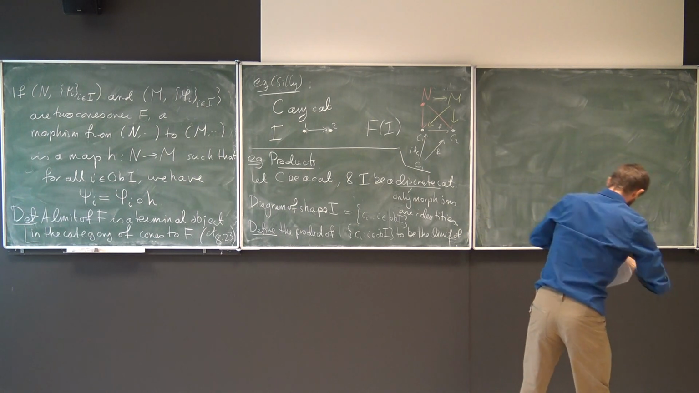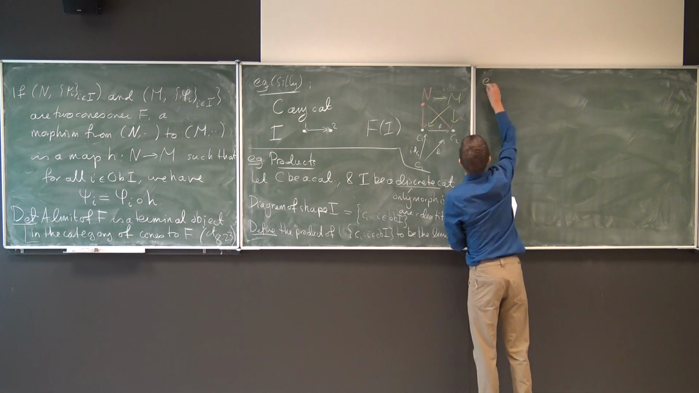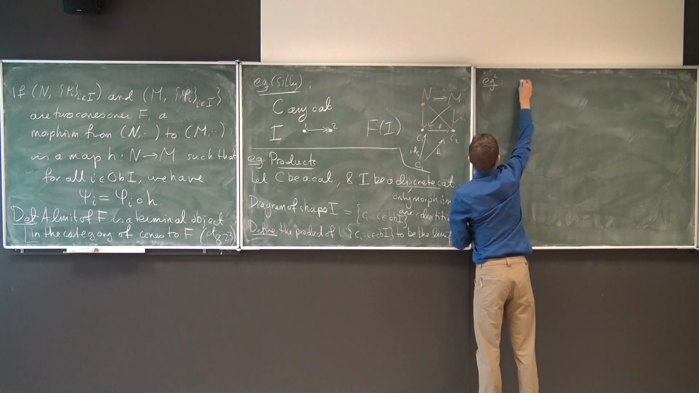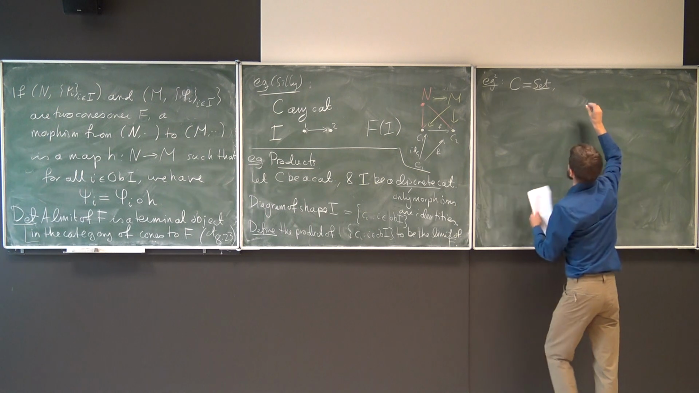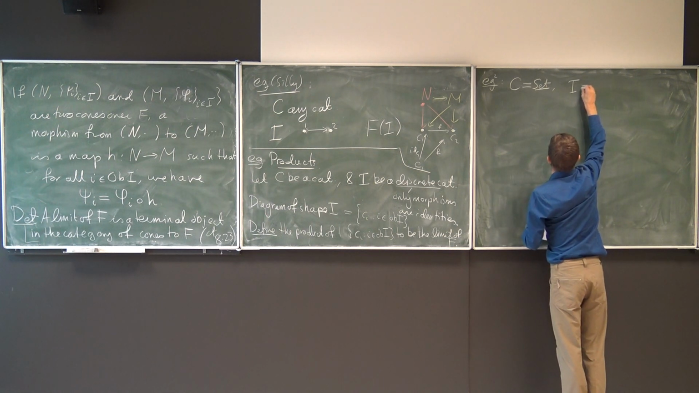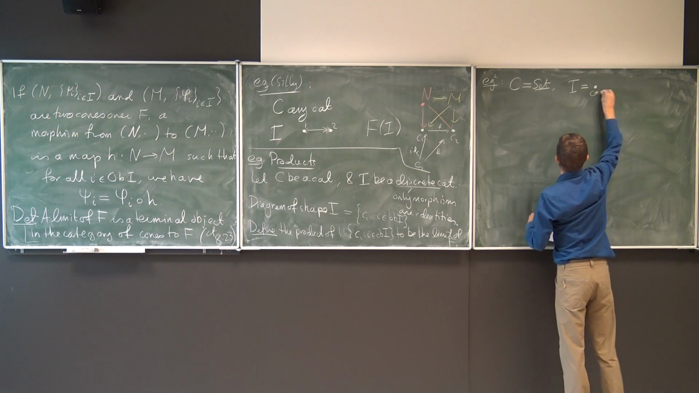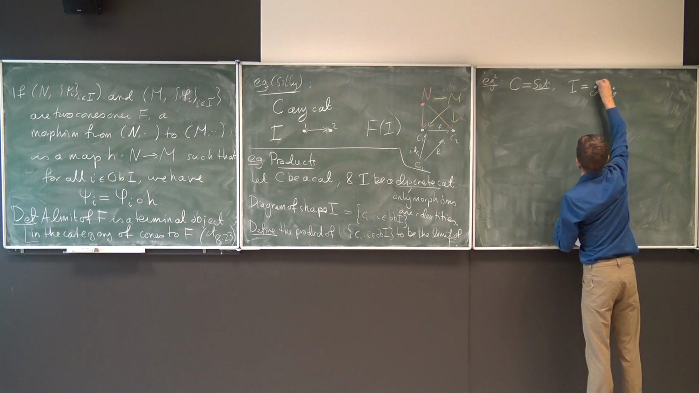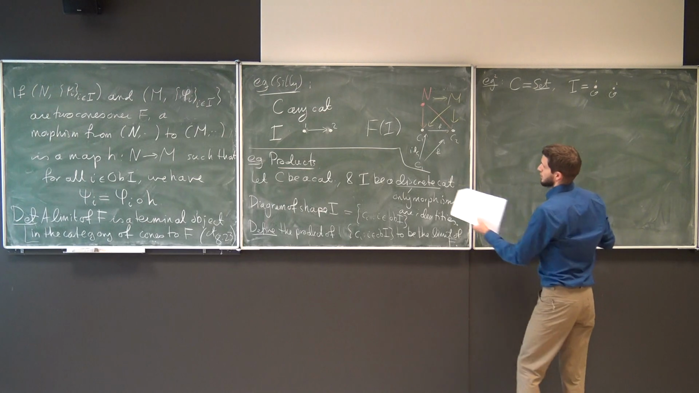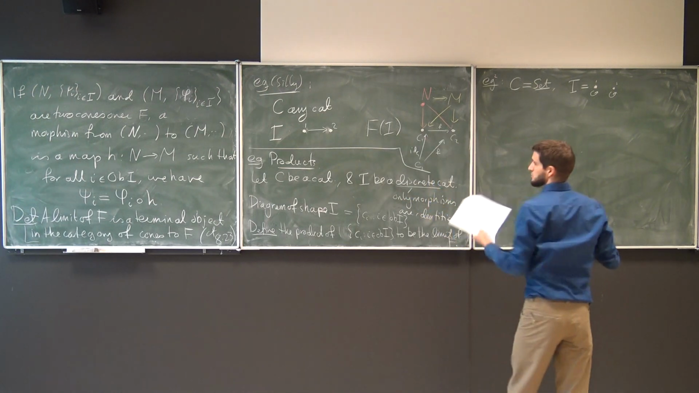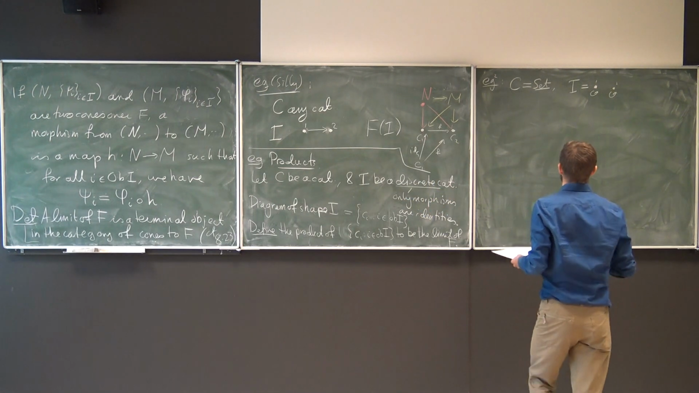So I guess this is an example of the example. So C is a category of sets. And let's even make things easier: I just has two elements. I could call them 1 and 2. And then our F of I is just a diagram, two objects, no morphisms between them.